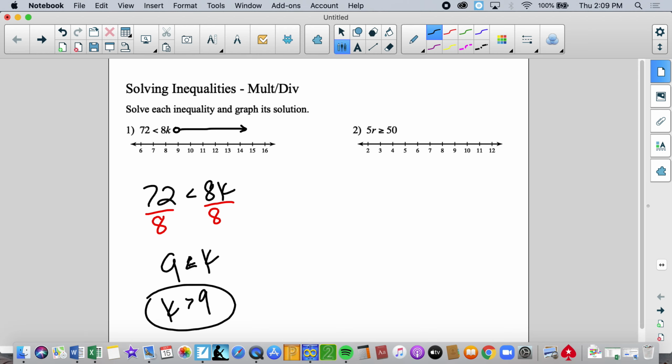Let's pause the video and you try this problem. Okay, when you're ready, unpause it and we'll go through the explanation. So looking at this one, 5 is multiplying the variable. We can divide by 5 and we get r is greater than or equal to 10. Because it's equal to, we're going to have a closed circle. Greater than goes to the right.